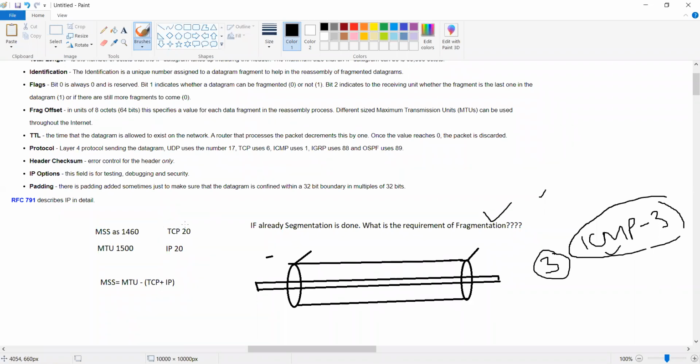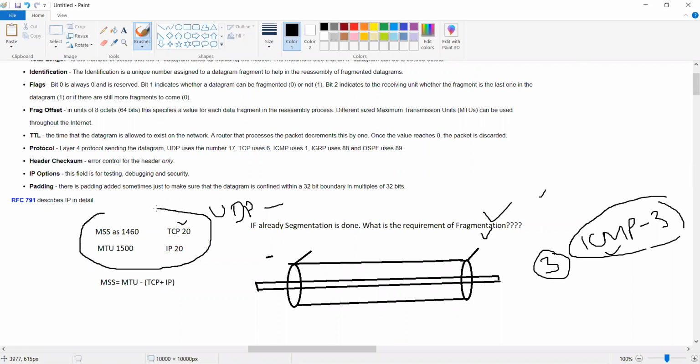There is another protocol in the transport layer, which is UDP. UDP doesn't have any segmentation or fragmentation concepts. It is just fire and forget. It doesn't have any uniform size. So if I'm using UDP, then I would require fragmentation. That is the answer for this question. Am I clear?